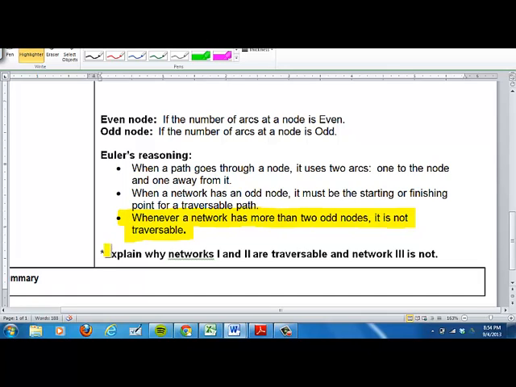Keeping that in mind, before you come to class next time, see if you can explain why networks 1 and 2 are traversable, but network 3 is not, when we're looking at example 1. Okay, that concludes the notes for section 1-3.